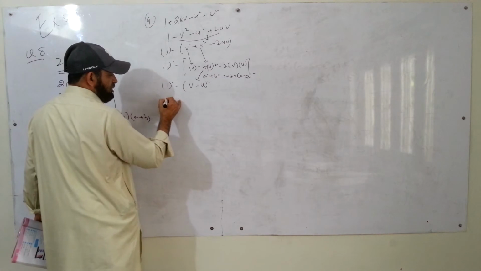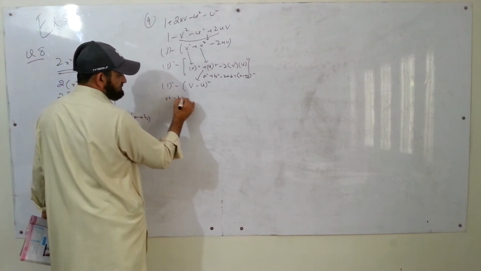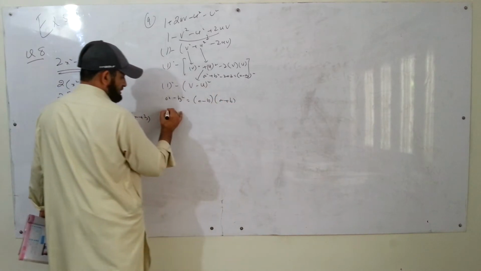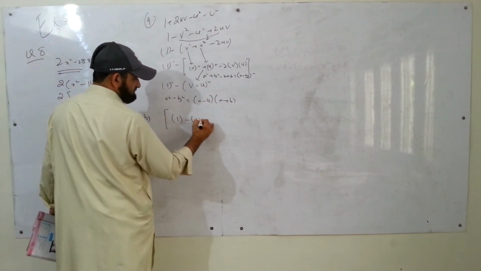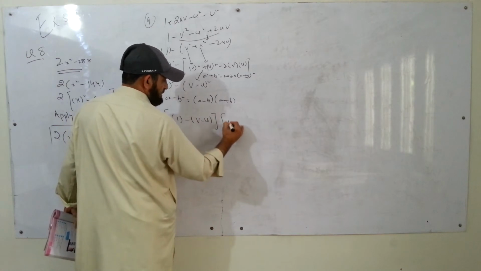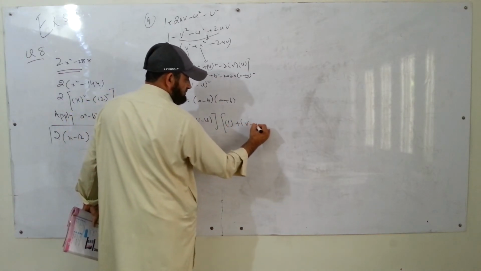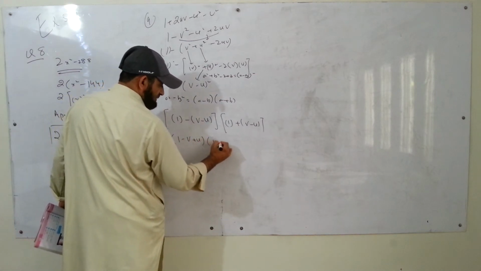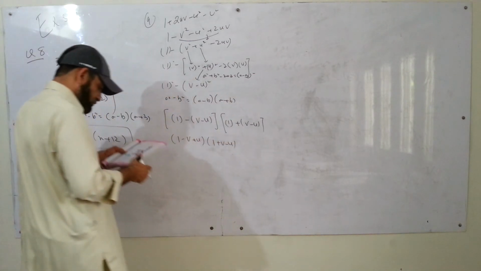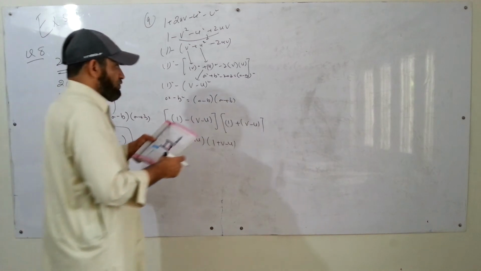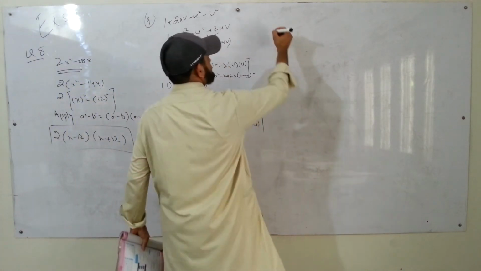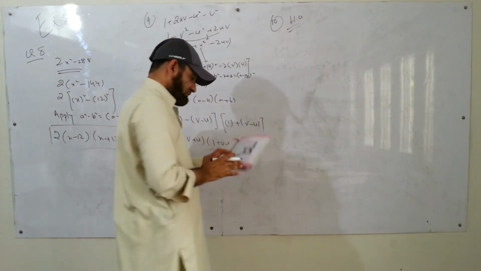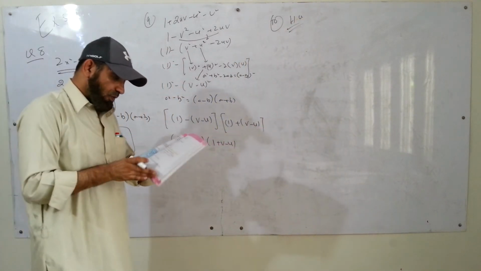Now again we apply the formula of a square minus b square, a minus b, a plus b. Open the bracket: 1 minus v plus u, 1 plus v minus u is your answer to question number 9. Now question number 10 is your homework.